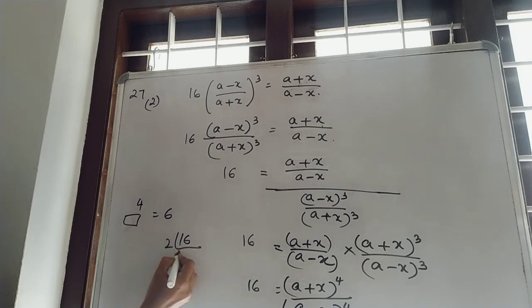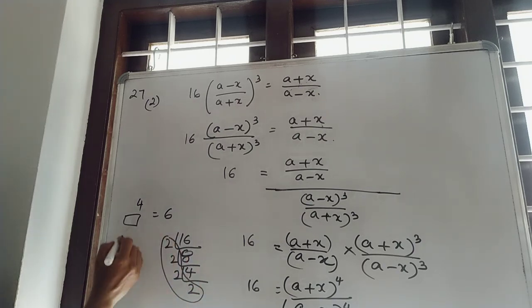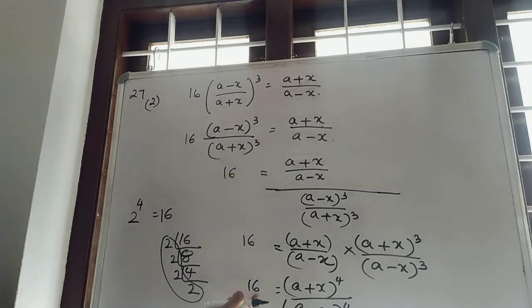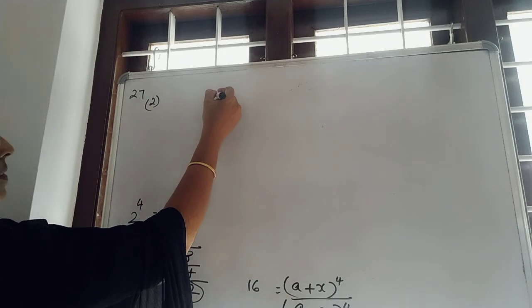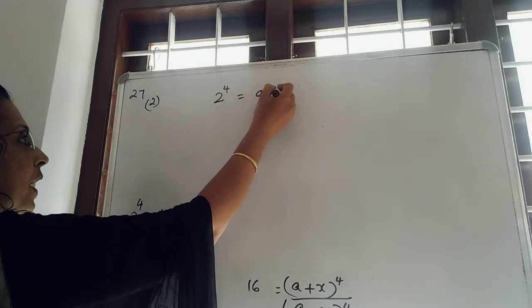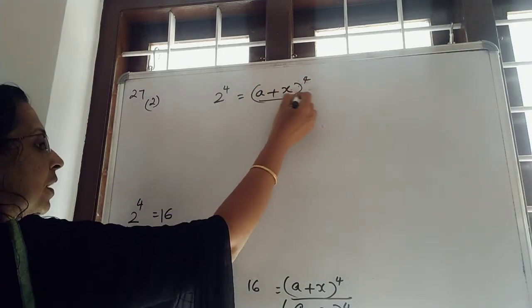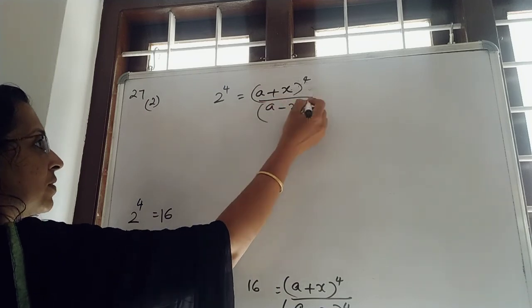16, factorize. 2 8s are 16, then 2 4s are 8, 2 2s. So 4 together means 2 raised to 4 is 16. So replace the 16 as 2 raised to 4 in the next step. So 16 we can replace as 2 raised to 4, is equal to (a plus x) the whole raised to 4 divided by (a minus x) the whole raised to 4.